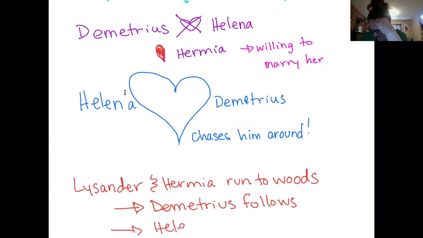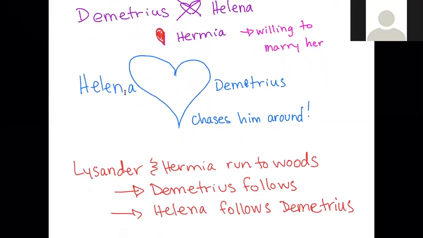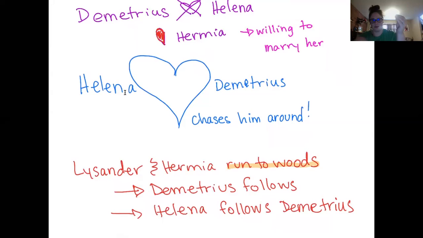Helena follows. Dang. I really can't. It's a 4-way tie. He's chasing after one girl hard. Yeah, and so they all end up in the woods. This is the key: in this play, all four of them end up in the woods chasing each other around.